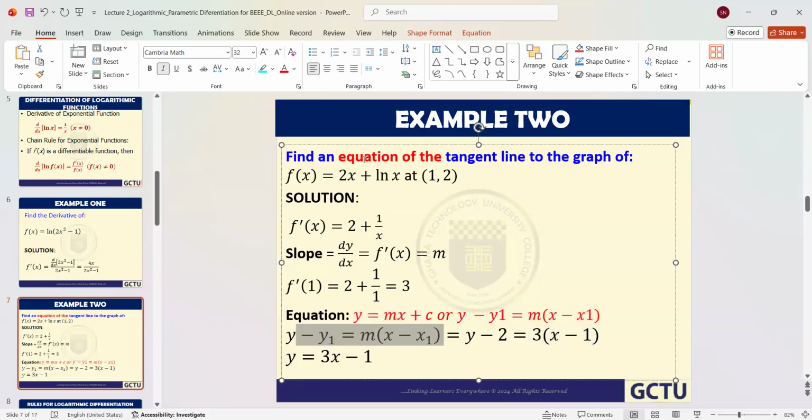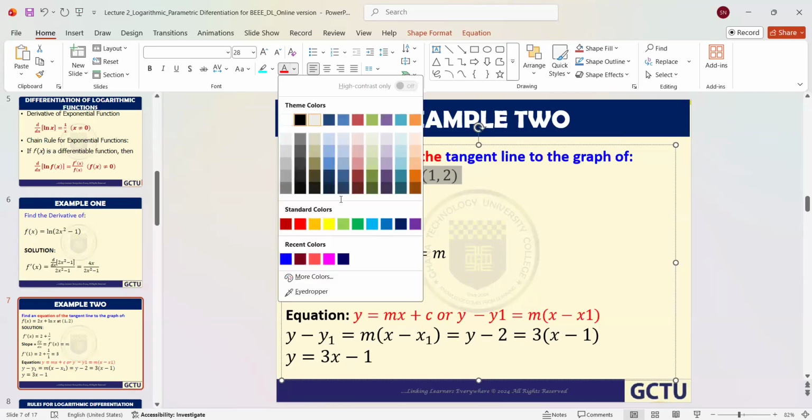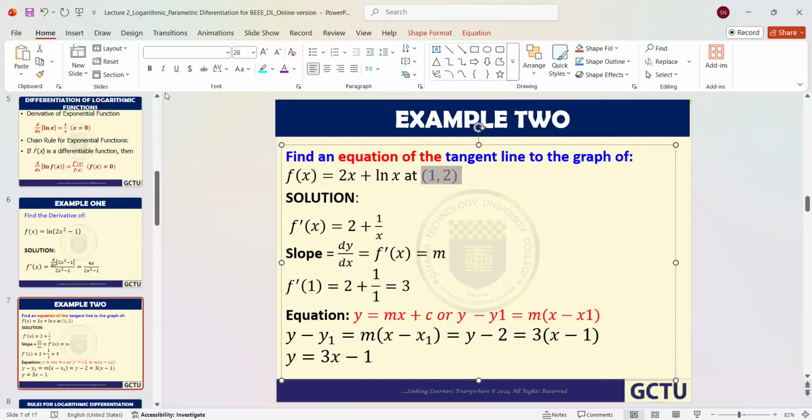Because they're asking me to find the equation of the line, I need to find the slope first. So I've differentiated the function, and you know the differential of a function is actually the slope of that function. Now remember that they are telling me to do that at the point 1, 2. So wherever I have x in the equation, I'm going to replace it with 1. So 2 plus 1 over 1 gives me 3. So my slope is 3.